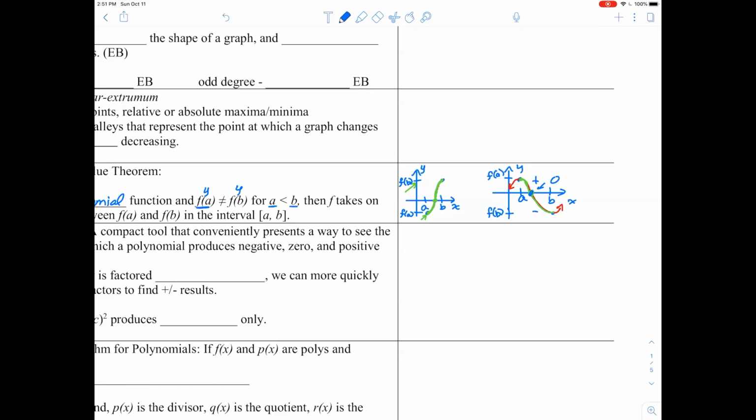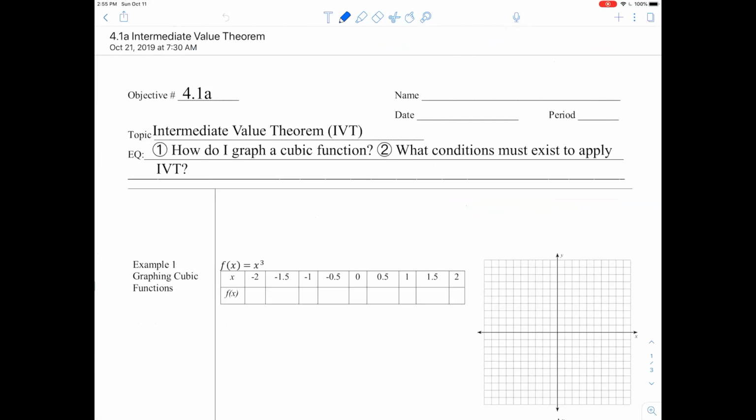All right, and usually that's what we're using the intermediate value theorem for, to find out if there's a 0 between two inputs or two x values. So all right, this is objective 4.1a. The main topic today is the intermediate value theorem. It's going to be the new topic for today. I'm also going to do a little bit of a review of how to graph a cubic function, but that's just more of a review.